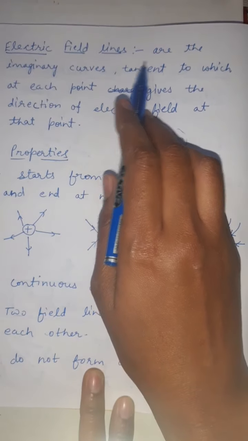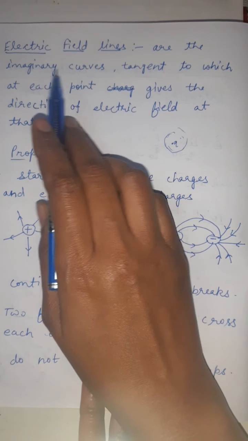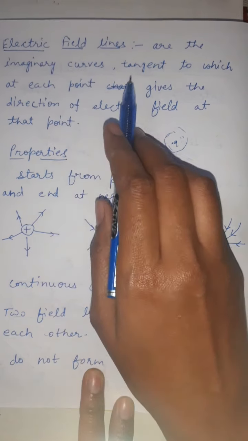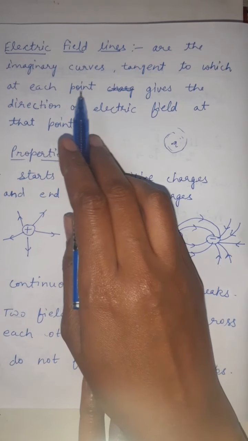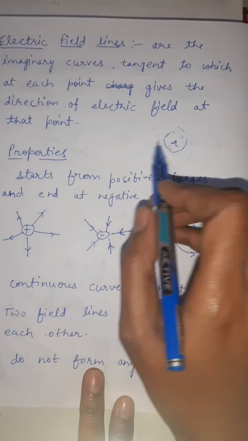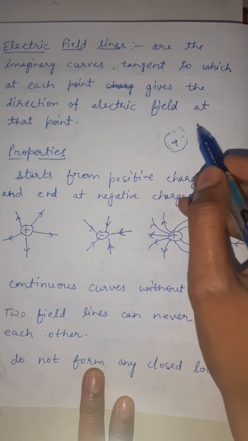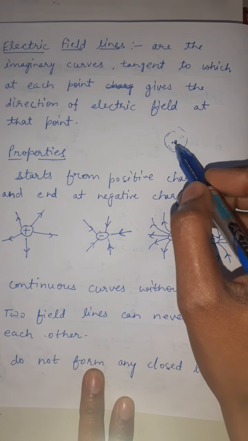Electric field lines are imaginary curves, because they are not real lines, they are imaginary curves, tangent to which at each point gives the direction of electric field at that point. They are just electric field lines which will emerge from or come into this charge.